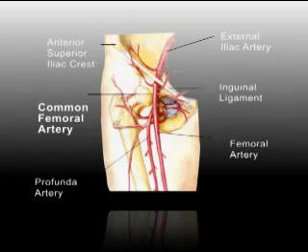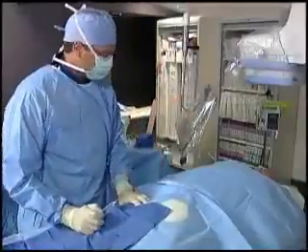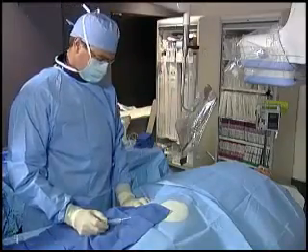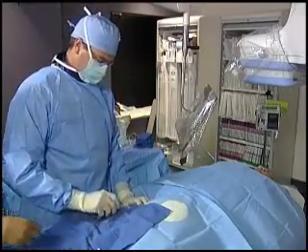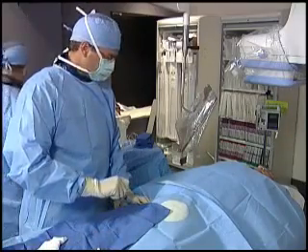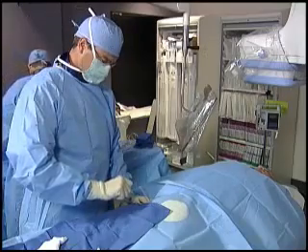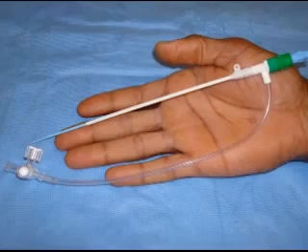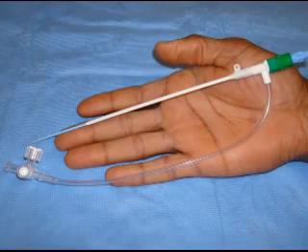To prepare the site, the hair on the groin is shaved with an electric razor and the skin is cleansed with an antiseptic solution. The groin site is covered with a sterile dressing and the patient is then covered with a sterile drape. A local anesthetic is injected into the skin, causing a momentary stinging sensation, quickly followed by numbness. A 1/4 inch incision is made in the skin through which a sheath is inserted into the artery.